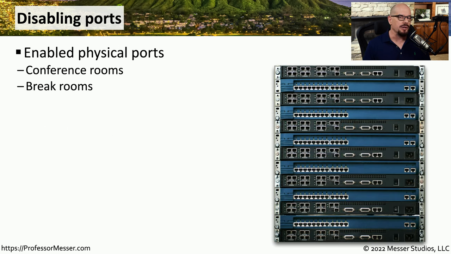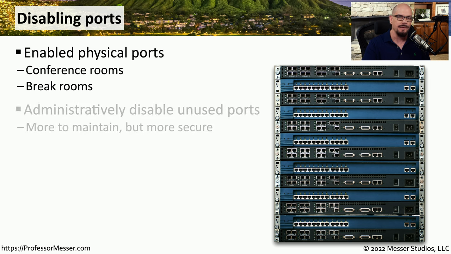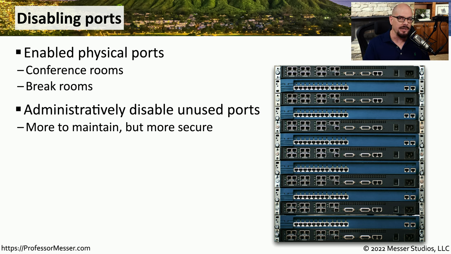If your office has a break room or a conference room, you may notice on the wall that there are probably Ethernet connections that could possibly be used. This is very common in a place of work, especially if you need to be able to connect to a network very quickly. But if any of these interfaces are not going to be used, they should be administratively disabled on the switch. This requires a bit more work to administer and maintain that list, but it ensures that nobody can walk into an empty conference room, plug into the network, and have full access to your internal network.